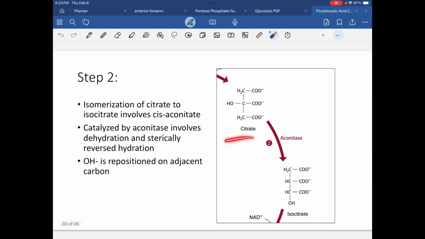Moving on, we're going to take that citrate and we're going to make it into isocitrate. So remember, iso is going to refer to an isomer. And if we pay a little bit of attention to the structure of this molecule, we can see this enzyme is just moving an OH group. It's moving it from this carbon to this carbon. And this name is a little less intuitive, but the enzyme that does it is aconitase. So we're just repositioning the OH group.